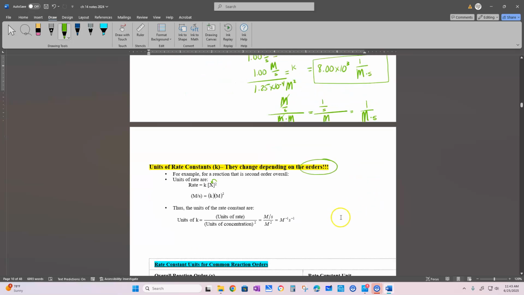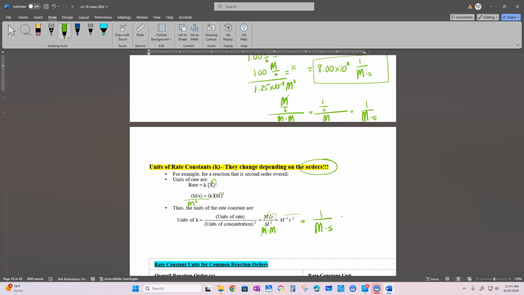So right here, I have rate as M over S equals K, and then I have M, but remember that M is also squared. So if I take this M and divide by M squared, it's the same thing as saying M times M. One of those M's cancels, the S is in the denominator, and it comes down. So 1 over M times S.